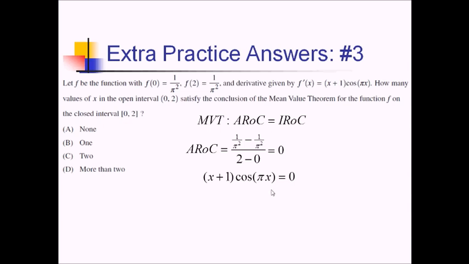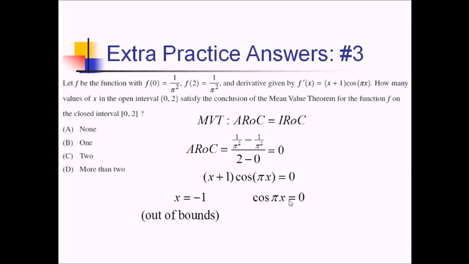Now this is a little bit tricky, but it's already factored, so you can actually say right away that x equals -1 would solve this equation, because that would zero everything out. The trouble is, -1 is not between 0 and 2. So that's just kind of out of bounds, doesn't count. Moving on then, we want to know where cosine of pi x equals 0.